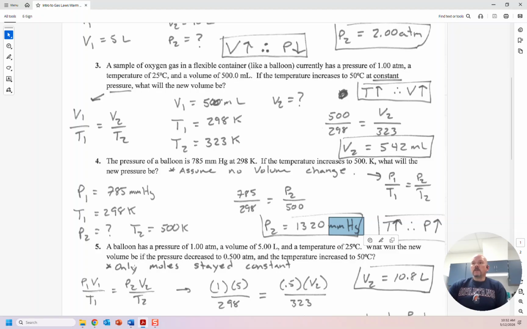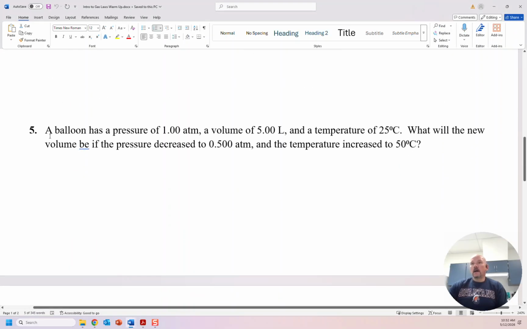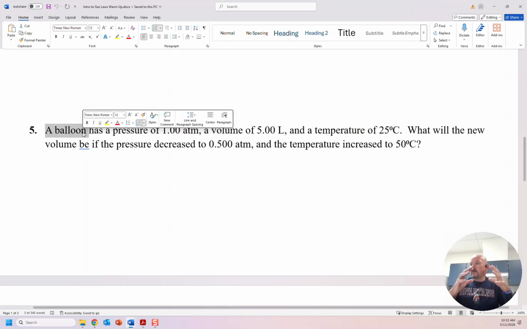All right. So now we go into number 5. Okay. And here we have a balloon. So that means the volume is variable, right? Pressure inside the balloon increases. It's going to expand until it equalizes with the atmosphere again. So what's staying constant? Pressure. The balloon's just going to maintain the pressure of the atmosphere.